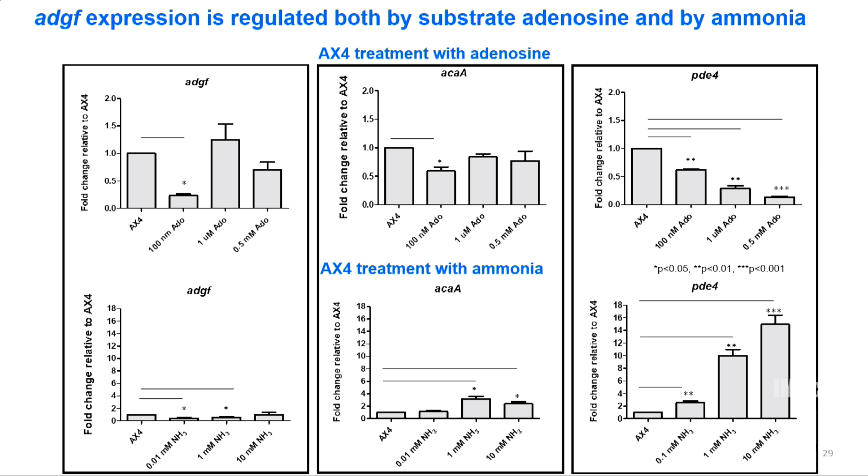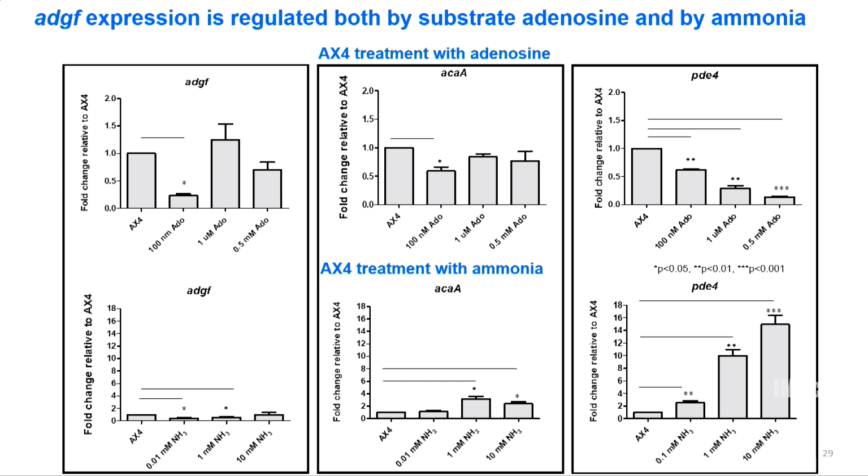Now, how is this gene regulated? The gene has to be regulated by some means or other. So we took the wild type cells. They are treated independently with adenosine or ammonia. This is the substrate. This is the product. Then we looked for the expression of various genes of interest. One is the adenosine deaminase, the same gene that we are working on. This is in wild type. Then this is the gene that is responsible for cyclic AMP synthesis. And this is the gene that is responsible for cyclic AMP degradation.